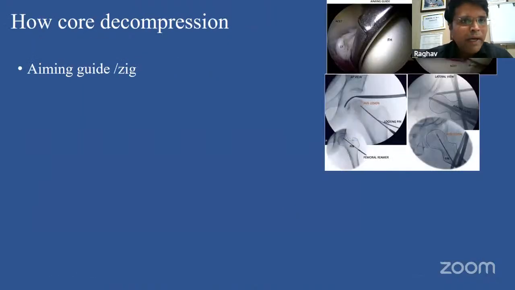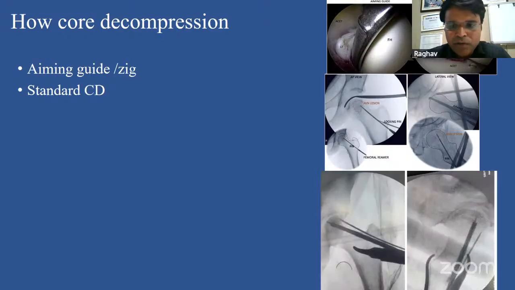Now, how do I do a core decompression? Ideally, arthroscopically, we can use, these are not my images, published in one of the literatures, a long jig which they put in the chondral defect and aim right at the lesions. Unfortunately, we don't have this aiming guide or jig in India. So I use only the standard core decompression technique, which we use regularly, a freehand technique, entering from the GT and passing the 6 mm reamers.